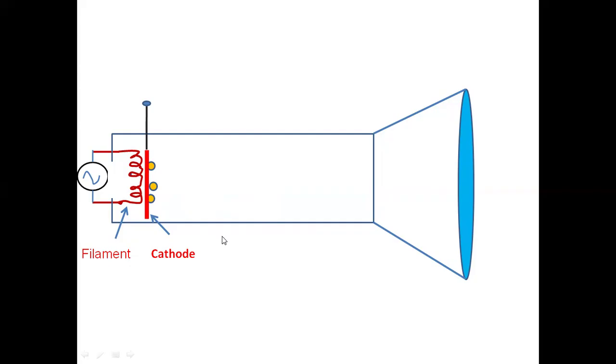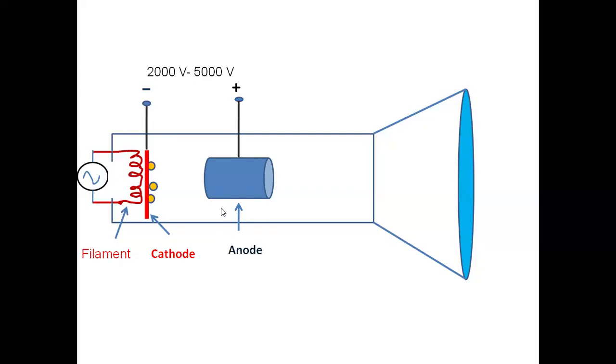This should not happen. In order to make them move forward in the form of a beam, there should be some positive terminal attached. That is in the form of anode. This anode is at positive potential with respect to cathode, and the potential difference between cathode and anode is about 2000 volt to 5000 volt. It is cylindrical in shape. So electrons will go straight, passing through the anode, and they will strike the screen.